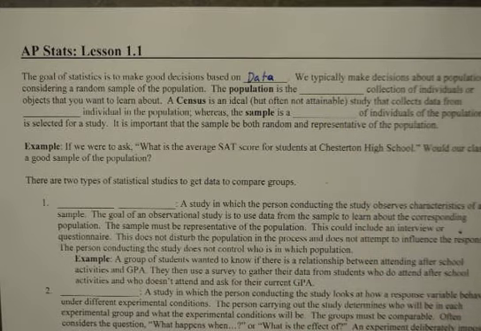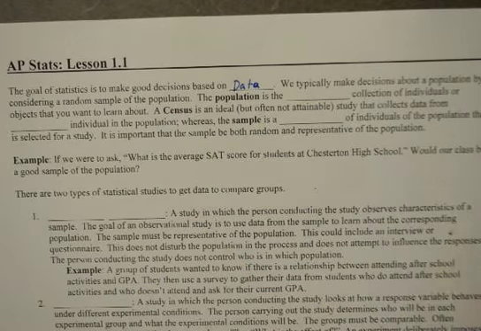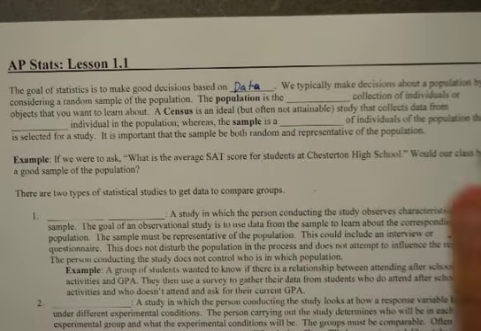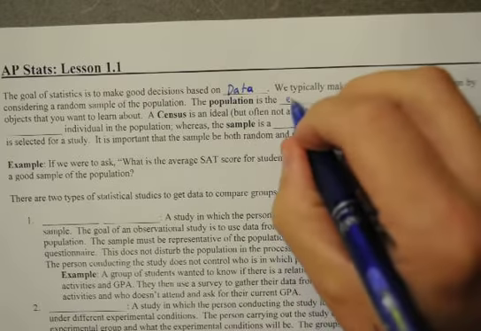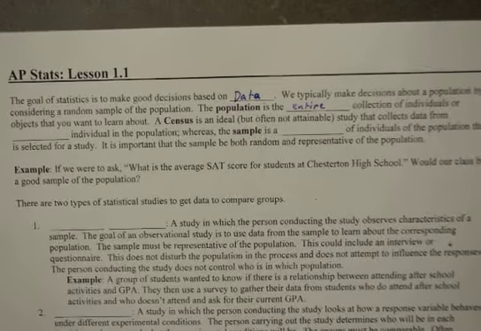We typically make decisions about a population by considering a random sample of the population. Lots of times you can't get data from an entire population, like what's the average height of every person in the world. But what we can do is take a sample of the population, and you have to be careful on how you take a sample, because, I'll get into that. The population is the entire collection of individuals.